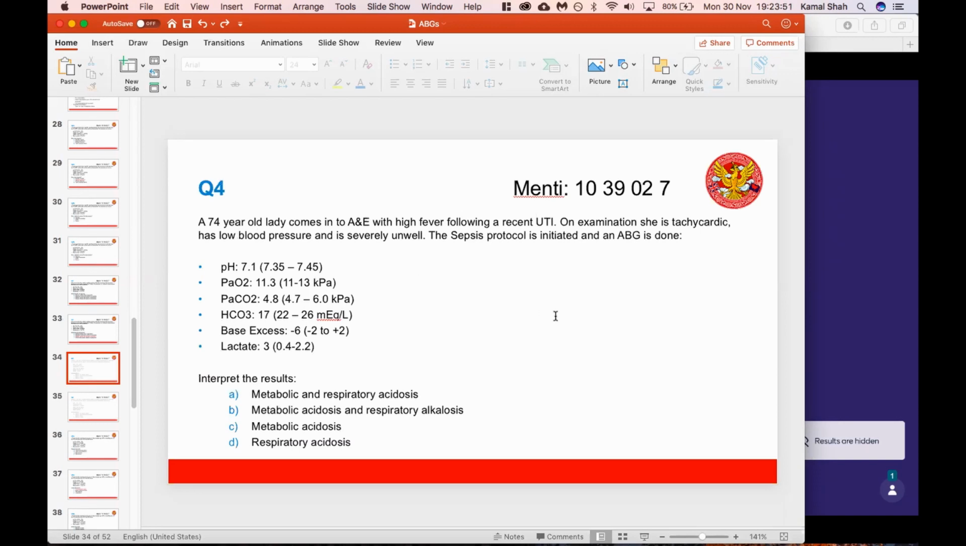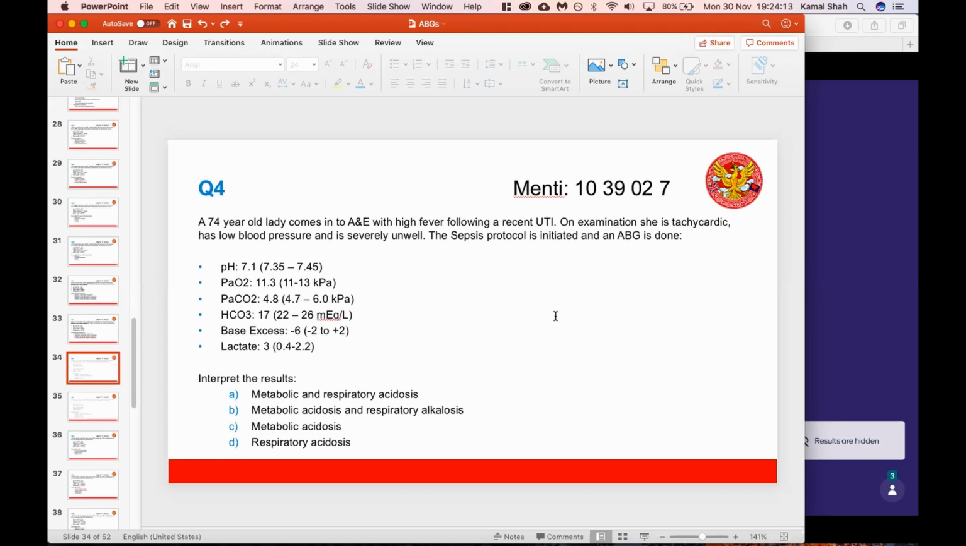So question 4, one person's already done it. A 74-year-old lady comes into A&E with a high fever following a recent UTI. Not an uncommon scenario at all. On examination, she's a bit tachy. She's got low blood pressure and is severely unwell. So the sepsis protocol is initiated. So if you're on firms, you might think about the Sepsis 6.